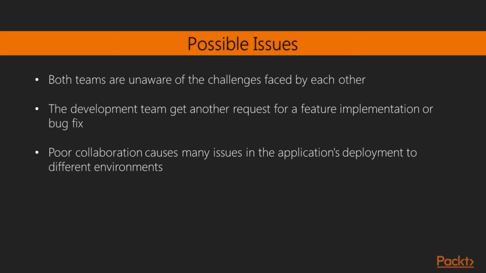While the operations team is busy in deployment activities, the development team may get another request for a feature implementation or bug fix. In such a case, if the operations team faces any issues in deployment, they may try to consult the development team, who are already occupied with the new implementation request. This results in communication gaps, and the required collaboration may not happen. There is hardly any collaboration between the development team and the operations team.